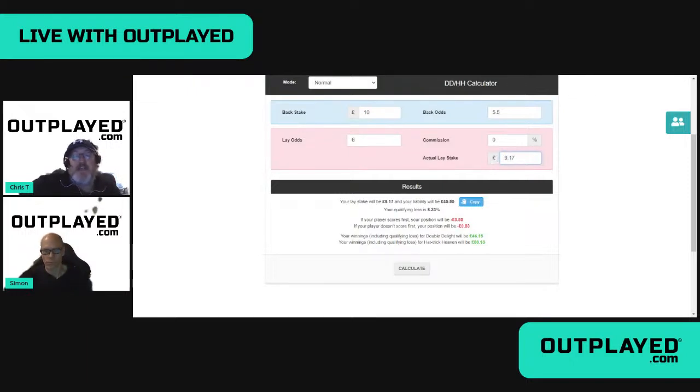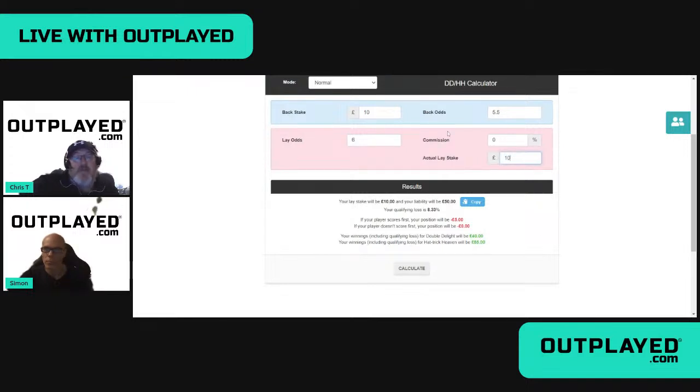But if we did the actual lay stake that it was telling us to do, if he happened to score first, that's an 85p qualifying loss, so we'd be hoping then that they'd go on to score the second goal. If they were to score the second goal, we'd be getting a profit of £44.15. And if you happen to go on and get the hat-trick heaven, it'd be a profit of £89.15 from that £10 bet, because obviously you've got to take off your liabilities and so on and so forth. So on that side of things, it's a great calculator. It just gives very quick calculations with regards to that.